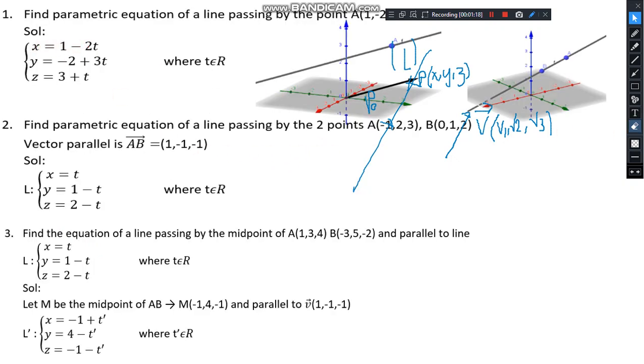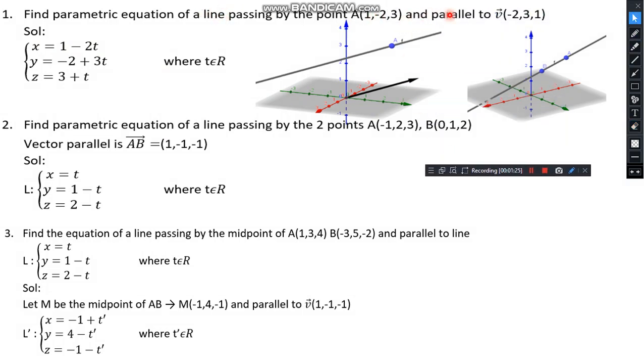For example, find the parametric equation of a line passing by the point A and parallel to V. Because it is parallel to V, we start by V: minus 2t, 3t, 1t, as you can see, and passing by point A, we add 1, minus 2, 3. So this is the parametric equation of a line. For any value of t, you're going to get points, for t is 0, t is 1, t is radical 3, t is minus 2. This set of points will be the line that you have.